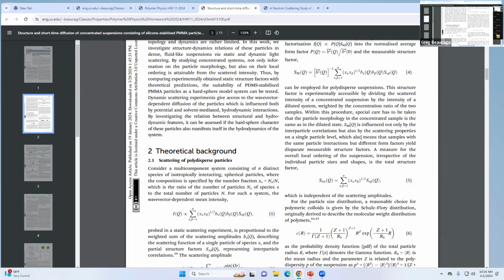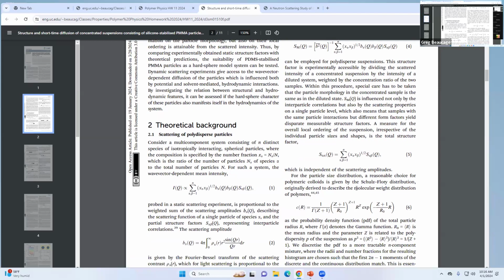S total assumes what is it? S total, I think, assumes, what is S total? I never remember this. I mean, it's like the third time I've looked at it. Measure for the overall local ordering of suspension, irrespective of the sizes and shapes. So S total would be if you could ignore that the big ones correlate differently with big ones than with small ones.